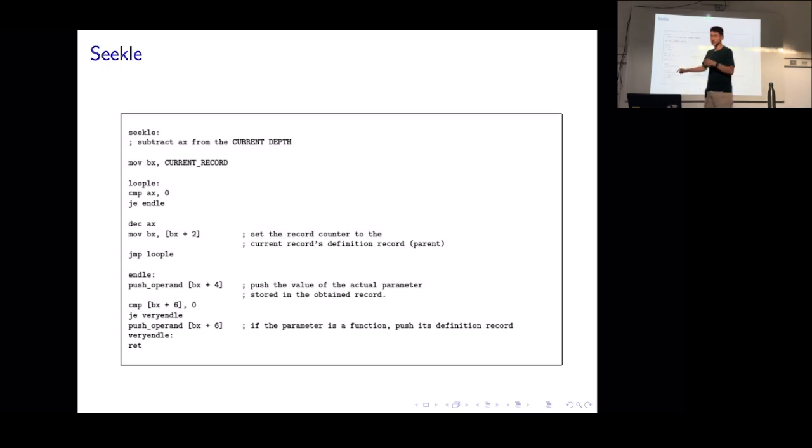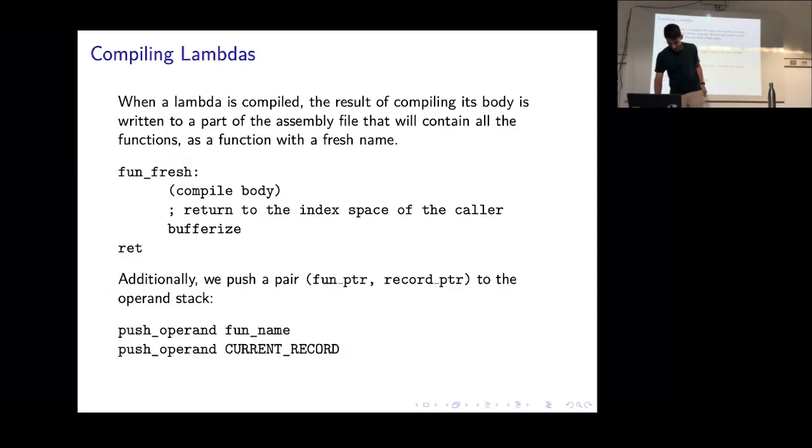So, we call it loople because the function is called sequel, the loop is called loople, the end is called endl, and then we have the very endl, which we're very good at giving names to things.